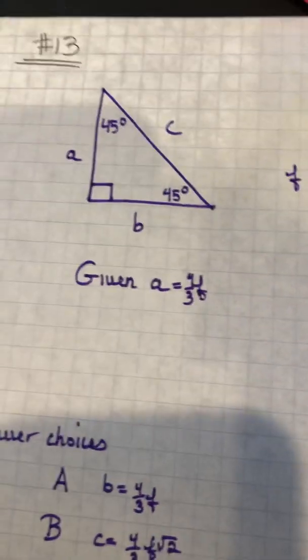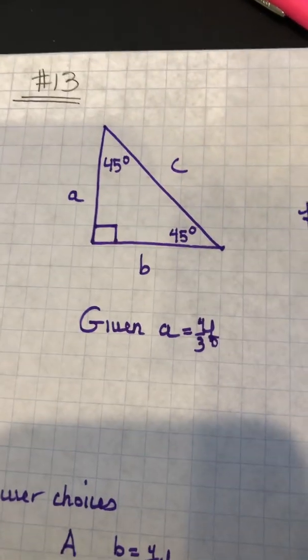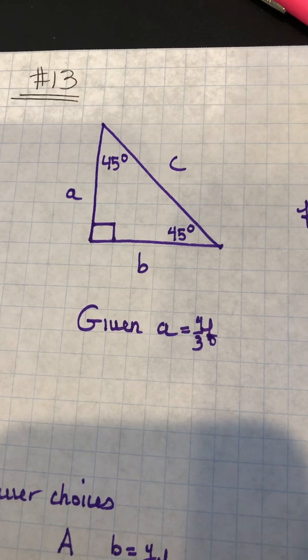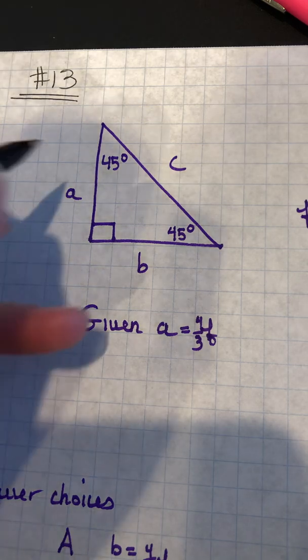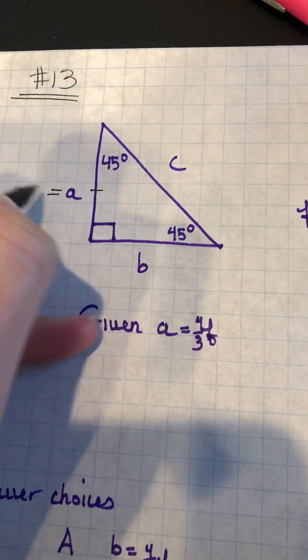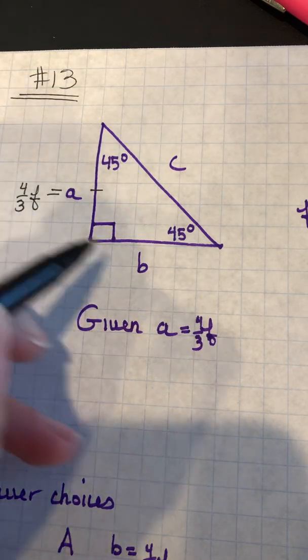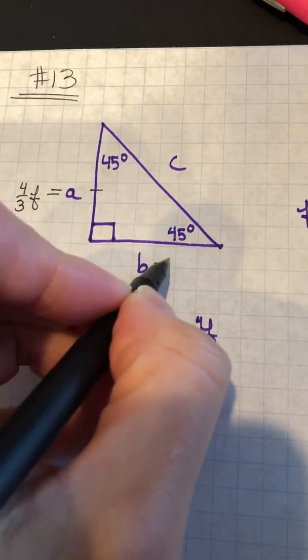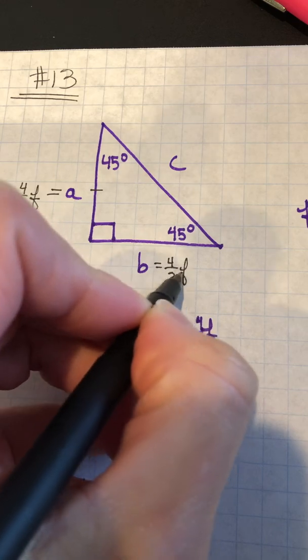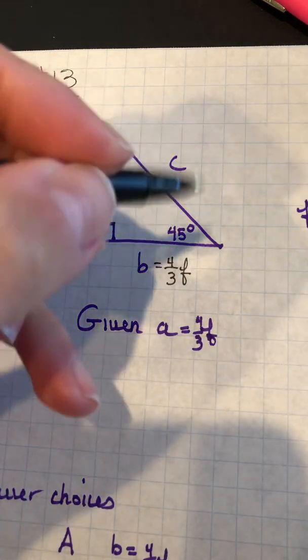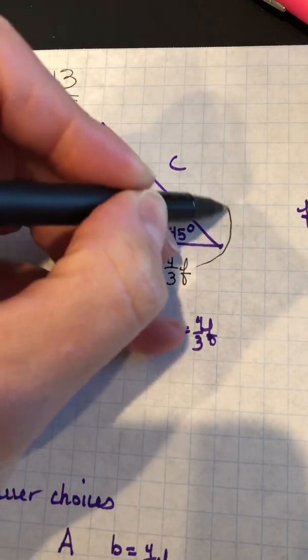So in problem number 13, it actually tells us that A is equal to 4/3 F. And what I'm going to do is just fill that in on the diagram here. And because I have an isosceles right triangle, I know that B is also equal to 4/3 F. And C would be the hypotenuse.